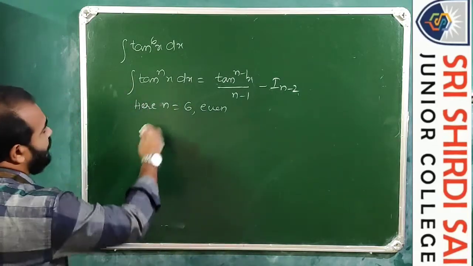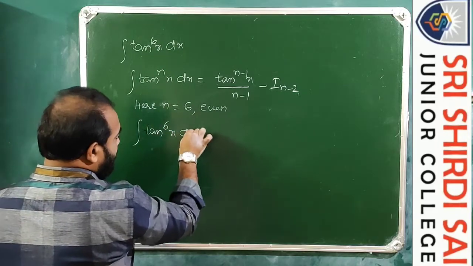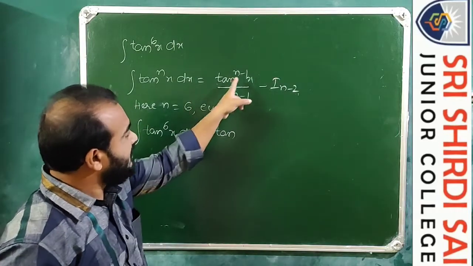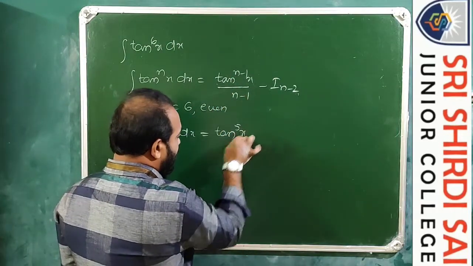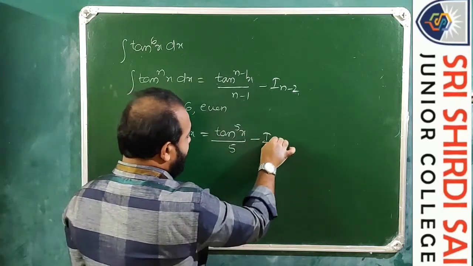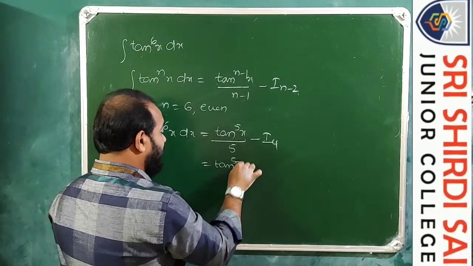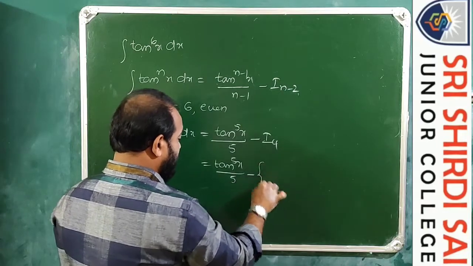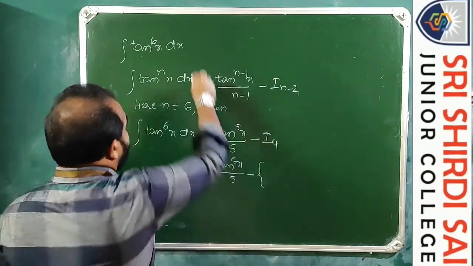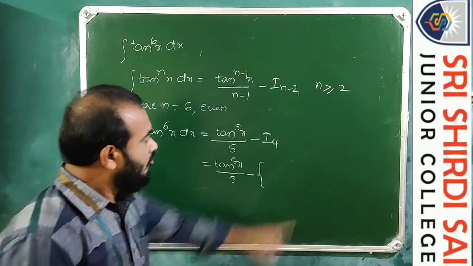So let us do this. Integral tan power 6x dx is equal to tan power, substituting n equals 6 here, 6 minus 1 is 5, so tan power 5x by 5 minus I, 6 minus 2 is 4. Tan power 5x by 5 minus I4. Here 4 is greater than 2.